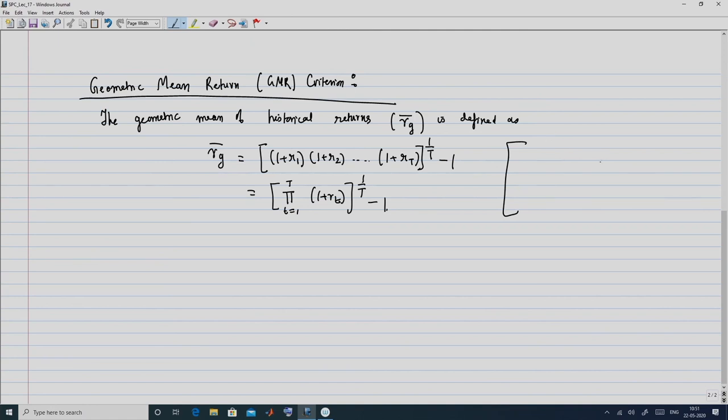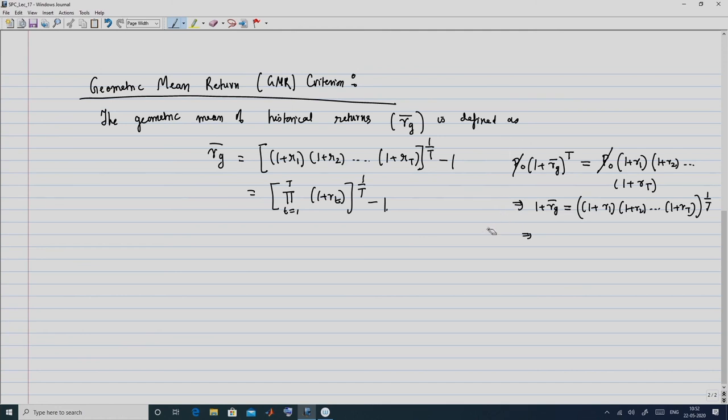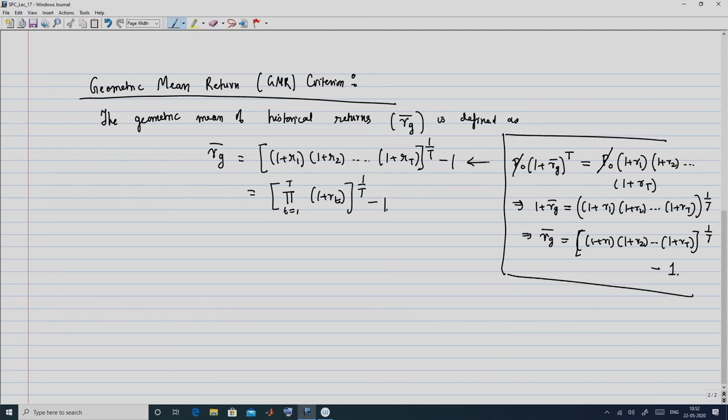So this comes from the fact that if you start off with an amount of say P naught, and then at the end of time period 1, it goes up by a factor of 1 plus R1, then 1 plus R2. So at the end of time period T, I will have the product all the way to 1 plus RT. And this will be equal to P0 into 1 plus RG bar raised to T for T time periods. So this is going to give you 1 plus RG bar is equal to 1 plus R1 into 1 plus R2 all the way to 1 plus RT raised to 1 over T. And this implies that RG bar is equal to 1 plus R1 into 1 plus R2 all the way to 1 plus RT raised to 1 over T, minus 1. So that is the derivation of this result.